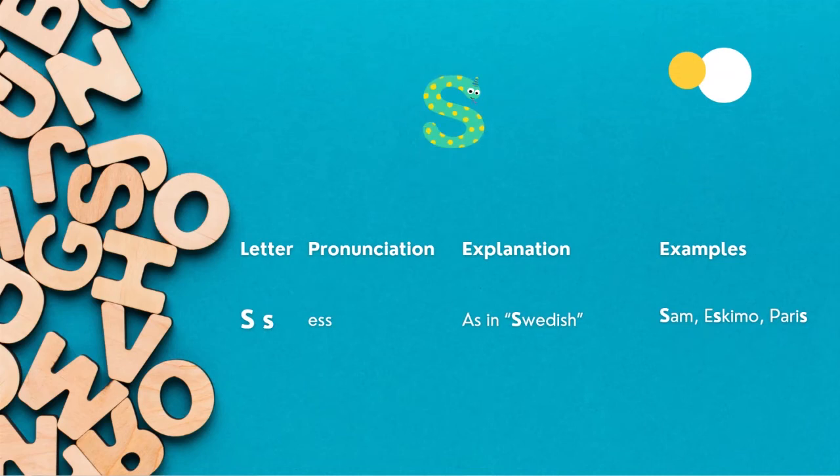Then we go to the letter S. And the S is similar as in English, so the pronunciation is S. And explanation is, for example, as the word Swedish, right? Swedish. And some other examples of that are Sam or Eskimo or Paris, right? That's the S sound. Good.